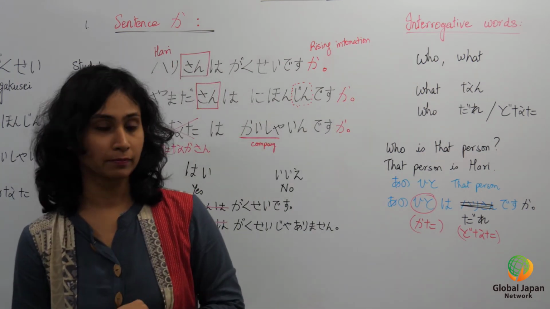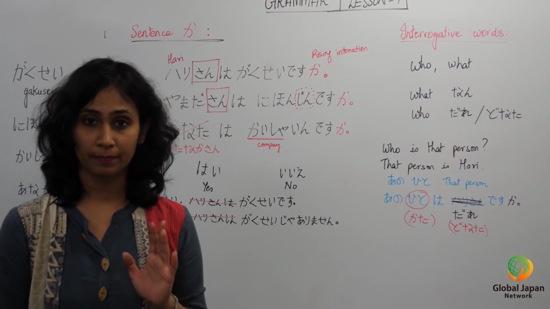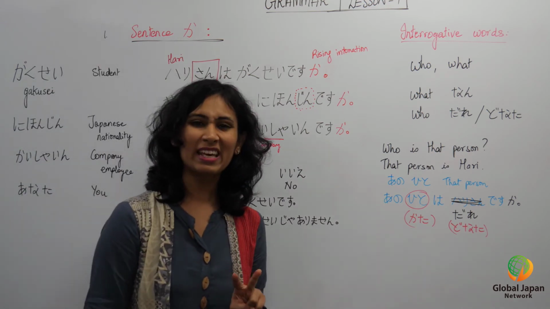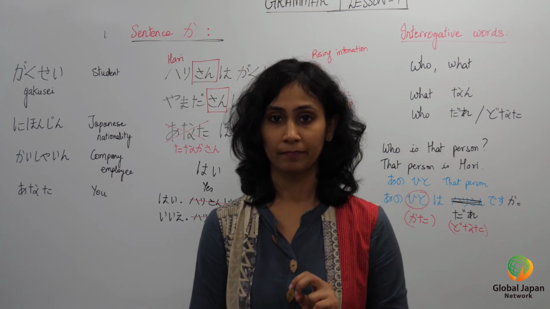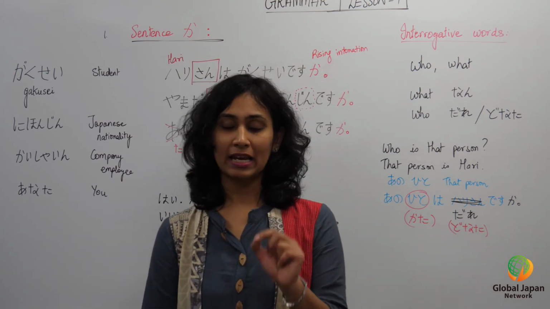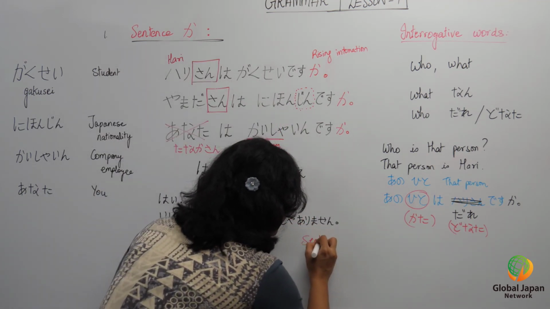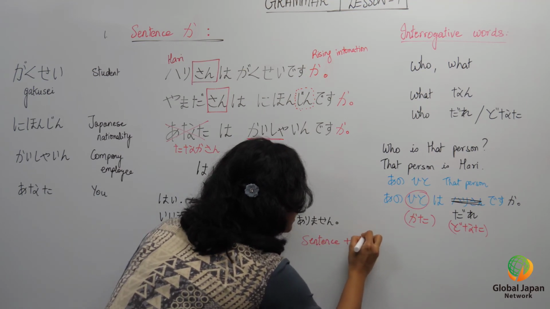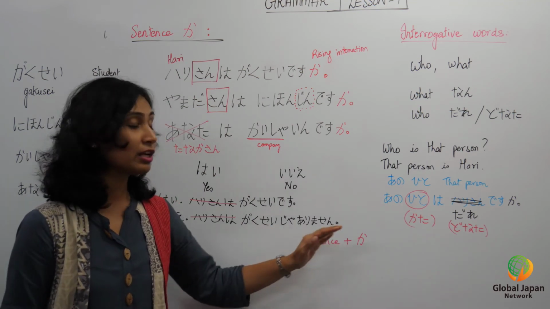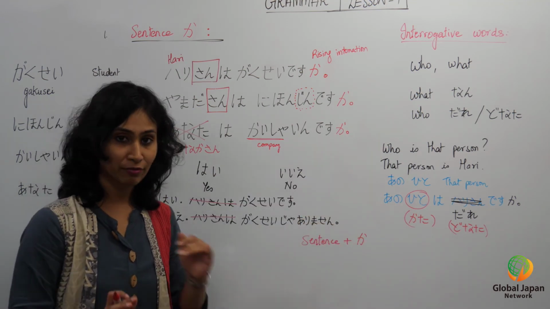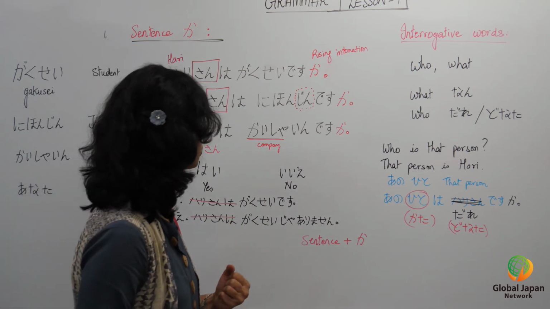So, to wrap up, in this section what have we learnt? Framing questions. Two types of question pattern. One is the yes-no question pattern and the other one is questions with interrogatives. To make any statement into a question, all you have to do is add ka at the end of the sentence. No change in word order. But when you say it, it should be in rising intonation. There should be a difference in the way you speak it. The intonation has to change.